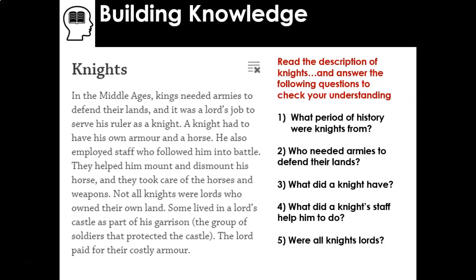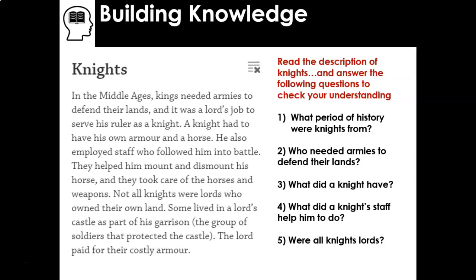Okay, guys, so that's the first little bit of introduction and overview of what a knight is. So let's look at these questions, and then you're going to have time to answer them. Number one, what period of history were knights from? Number two, who needed armies to defend their lands? Number three, what did a knight have? Number four, what did a knight's staff help him to do? And number five, were all knights lords?